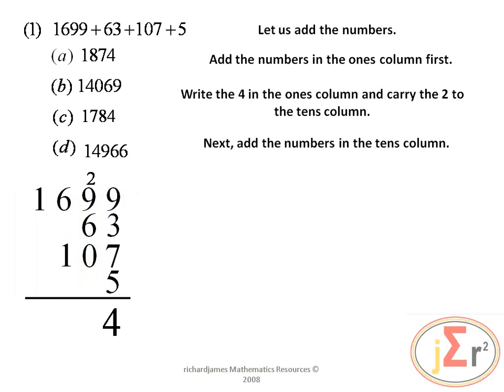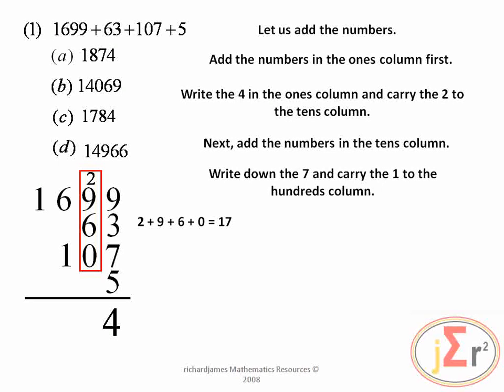Next, we are going to add the numbers in the tens column. 2, 9, 6, 0. Of course, the 2 that we have just carried is a part of the tens column now. Therefore, we are going to add it along with the other numbers in the tens column. So we have 2 plus 9 plus 6 plus 0, and that is equal to 17. Write down the 7 and carry the 1 to the hundreds column.